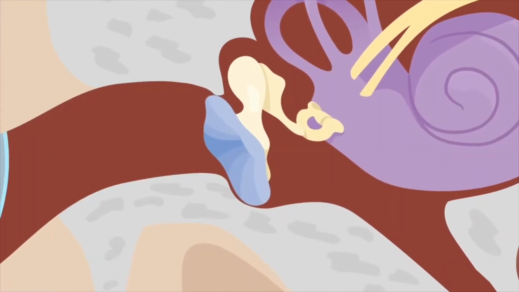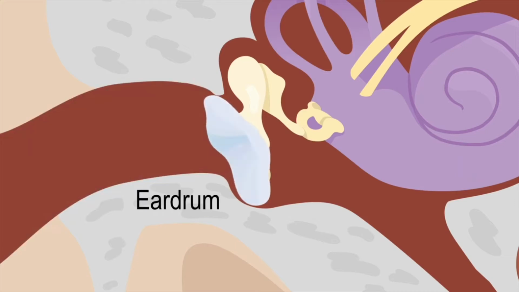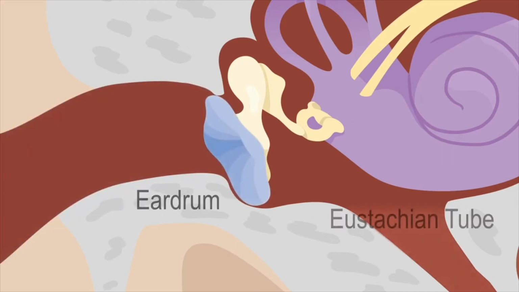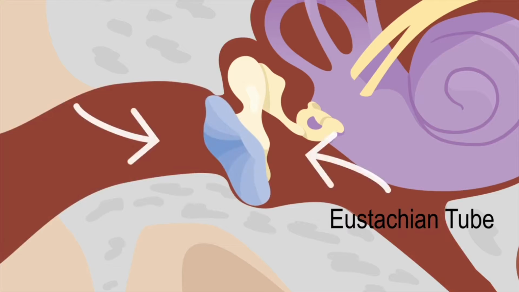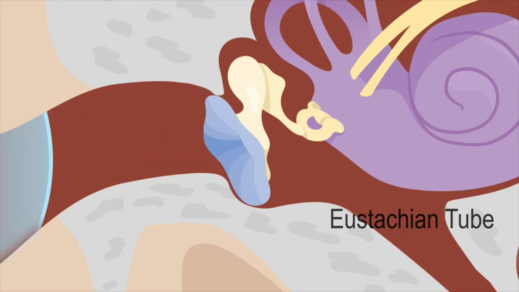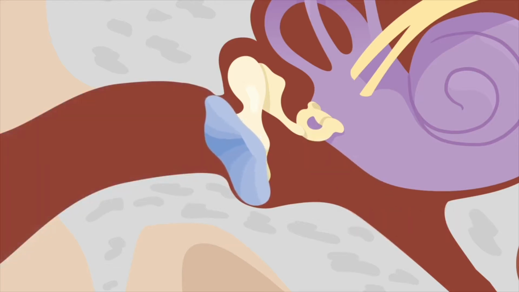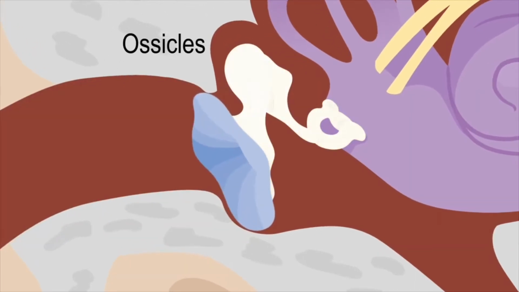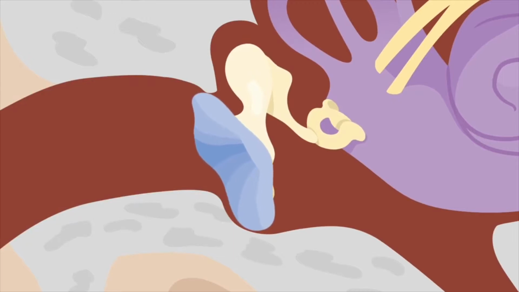The middle ear takes these sounds and turns them into vibrations. Sounds that come into the middle ear hit the eardrum, causing it to move. The eustachian tube helps the eardrum to work well by keeping the air pressure balanced on both sides. When the eardrum moves, it makes 3 small bones, called ossicles, vibrate. The vibrations are then sent to the inner ear.